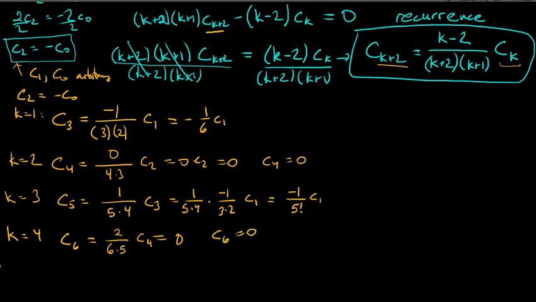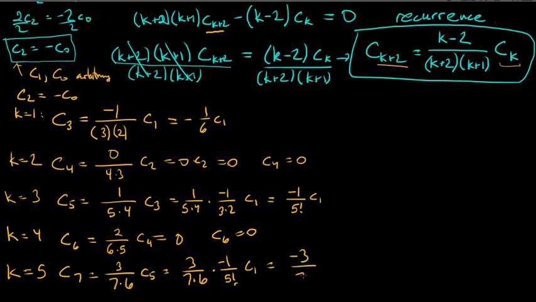All right, let's do one more. I think we might need one more just to make sure. So this will give us C7. And that's going to be, if k is 5, 5 minus 2 is 3, so the numerator is 3. The denominator will be 7 times 6 times C5. Okay, so this is 3 divided by 7 times 6 times C5, but C5 is negative 1 over 5 factorial times C1. So it looks like we're going to get negative 3 divided by 7 factorial, right? So this is 7 times 6 times 5 times 4 times 3 times 2 times 1, right? So 7 factorial times C1.